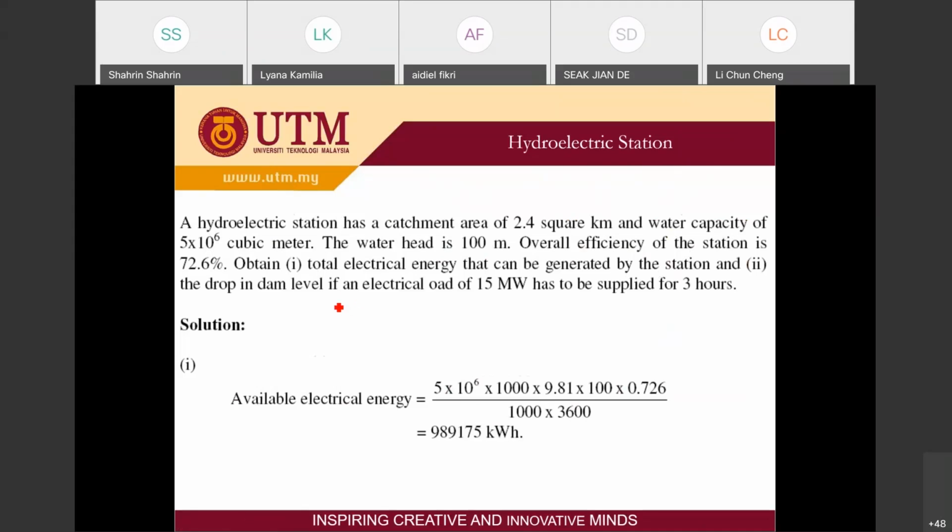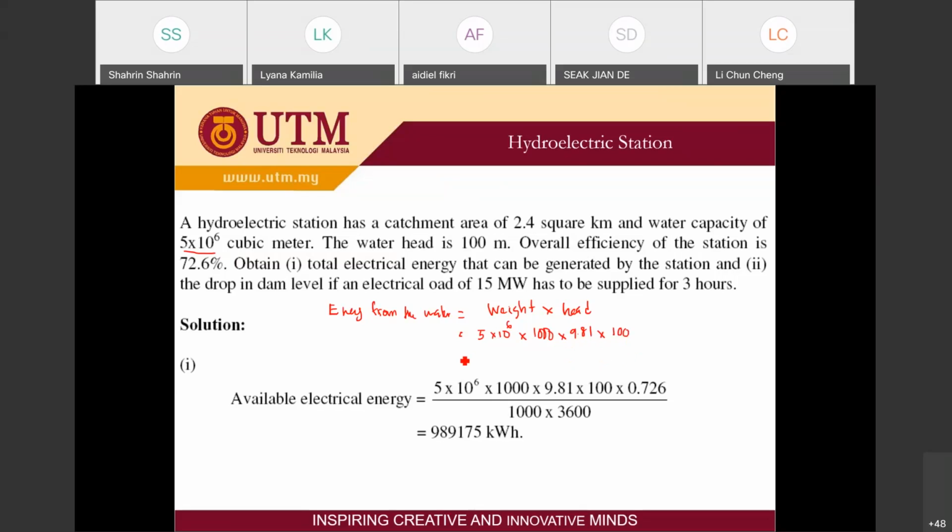So I think the same thing again. So the energy from the water, which is the weight, you need to calculate the weight, multiply with the head. Okay, so the weight is actually the volume, which is this one, 5 power of 6, multiply with the density of the water, multiply with the gravity, multiply with the height, which is 100 meter.